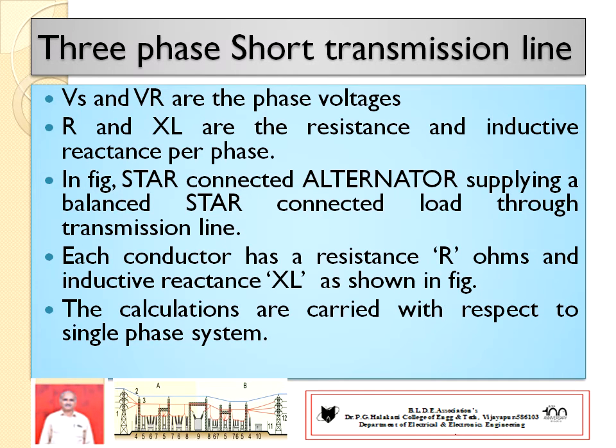Let Vs and Vr be the line voltages, and R and XL are the resistance and inductive reactance for phase values. From the figure, it is also clear that a three-phase star-connected alternator supplies a three-phase star-connected balanced load through the three transmission lines. Each conductor has the resistance R ohms and inductive reactance XL ohms as shown in the figure. The calculations are carried out with respect to a single phase system.